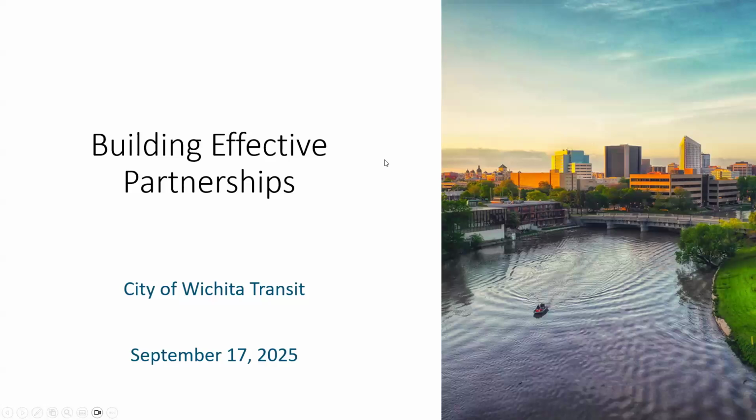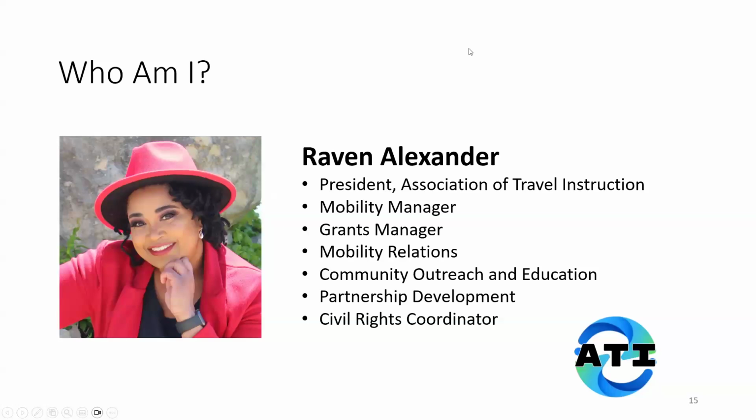And so our first guest that's going to give us a great example of how they build partnerships is going to be Raven Alexander. She is with the city of Wichita. She is also the current president of ATI, which is the Association of Travel Instruction. Raven? Thank you, Anjali.